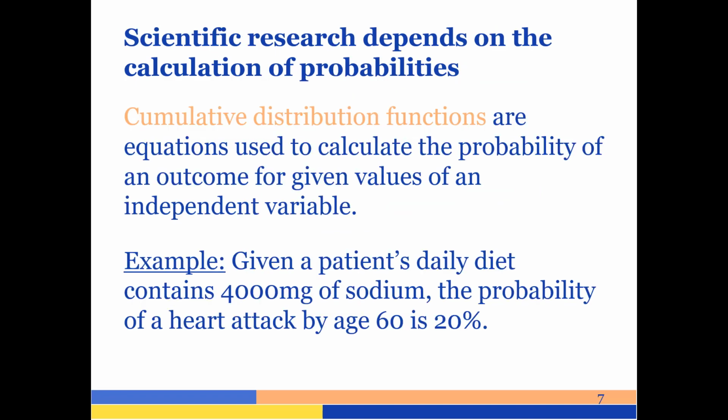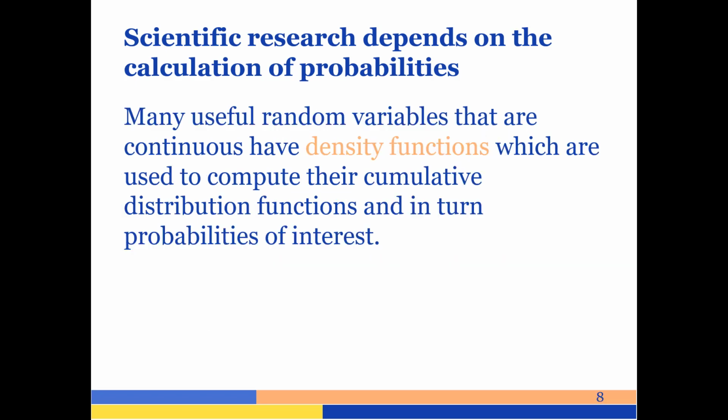Scientific research depends on the calculation of probabilities. We calculate probabilities, or p-values, by using things called cumulative distribution functions. These are equations used to calculate the probability of an outcome for given values of independent variables. You can see examples of this shown on the screen, with an associated probability. Many random variables are continuous and have density functions, which are used to compute cumulative distribution functions and in turn probabilities of interest. This kind of inner workings is how we compute p-values.